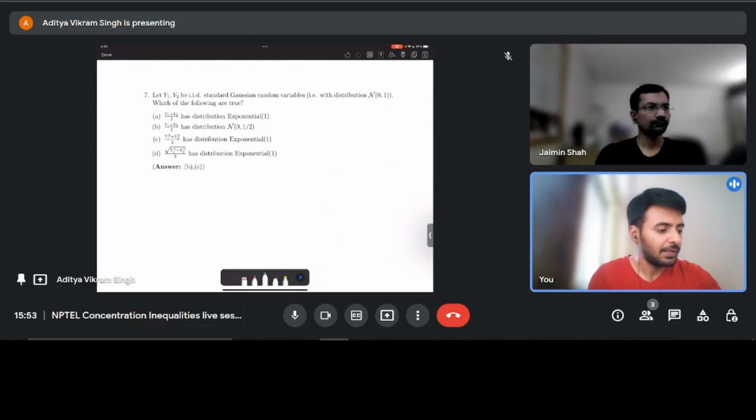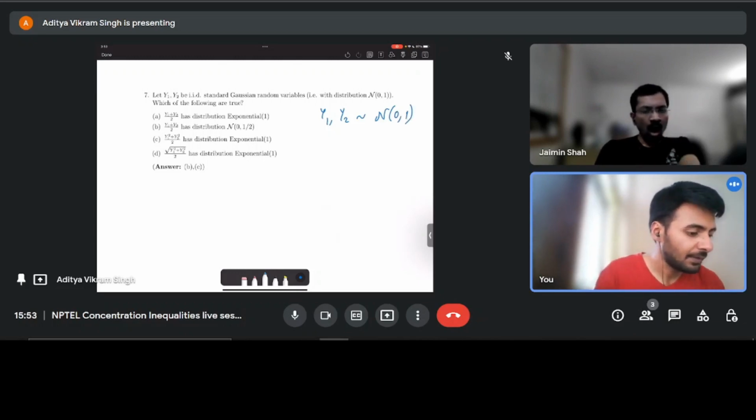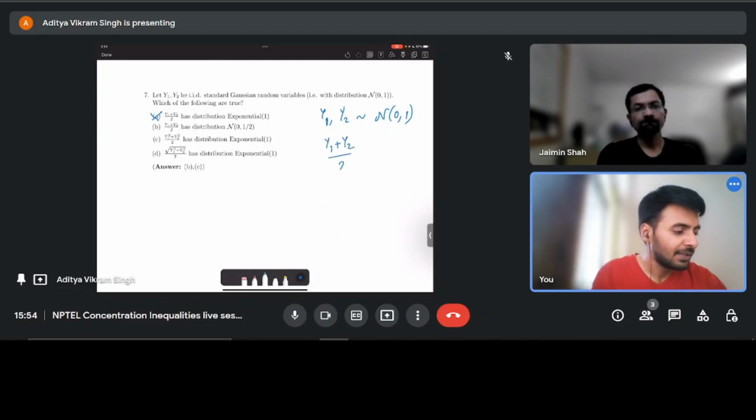So y1 and y2 are both N(0,1). So y1 plus y2 is distributed as a Gaussian, since any linear combination would also be Gaussian. So the first option is not correct. The second option is correct, though it can be a little confusing. It seems like (y1 + y2)/2 will be the same as N(0,1), but it has the same mean 0. The variance of y1 plus y2 would be 2, and since we have 1/2 here, that multiplies the variance by 1/4, and 1/4 times 2 is half.